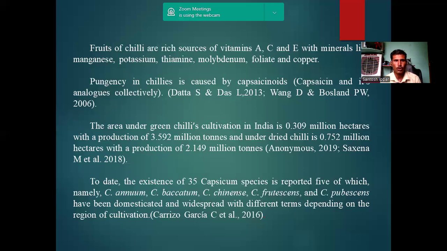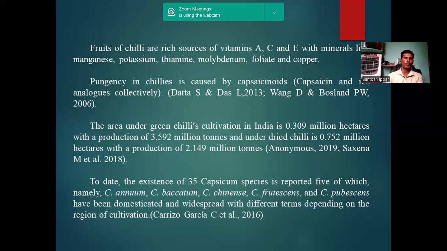Chili fruits have pungency due to capsaicinoids, and these characteristics are not present in all vegetable crops. In capsicum, that is sweet pepper, capsaicinoids are present in very small amounts, so it is called sweet pepper. If the pungency is higher in chili, due to capsaicinoids, it is called hot pepper.